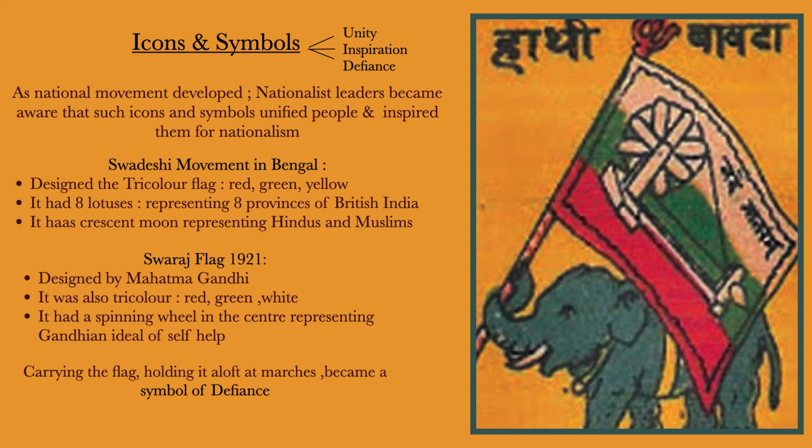Then came the Swaraj flag of 1921. This flag was designed by Mahatma Gandhi and Pingali Venkayya. It was also tricolor and had red, green, and white. It had a spinning wheel in the center, representing the Gandhian ideal of self-help. You can see the flag to your right. Carrying this flag and holding it aloft at marches became a symbol of defiance.